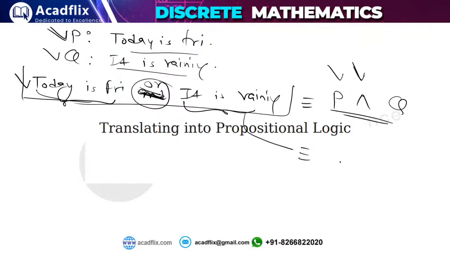Someone is asking what about the bracket precedence? Bracket always has the highest precedence. Even in our mathematics also bracket has the highest precedence. Here also bracket has highest precedence. Let me solve this question first, then I will tell you about bracket precedence. This will be P or Q, because today is Friday is represented by P, it is raining is represented by Q, and this "or" is represented by disjunction. This is the symbol for or.